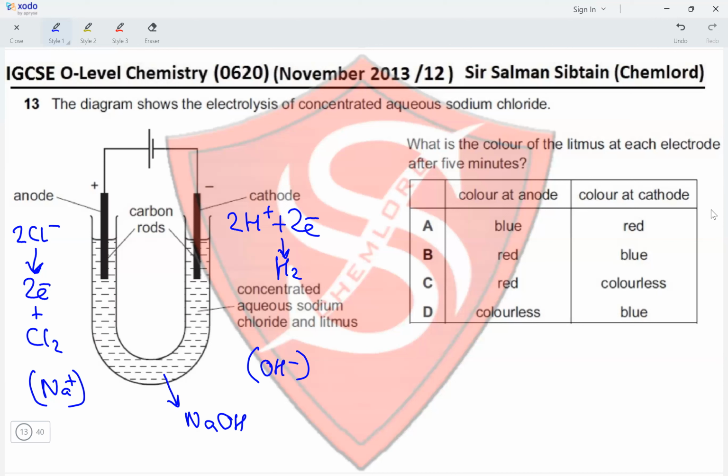So at the anode, Na+ ions are not responsible for the basicity. So there would be no color at the anode, it would be colorless. However, OH- ions are responsible for basicity. So OH- ions being produced at the cathode will turn the litmus blue, because litmus appears blue under alkaline conditions and red under acidic conditions. Since OH- ions are present, these are alkaline conditions. So the color of the solution at the cathode would turn blue, making option D the correct option for this question.